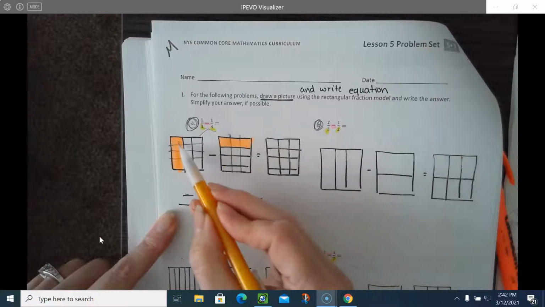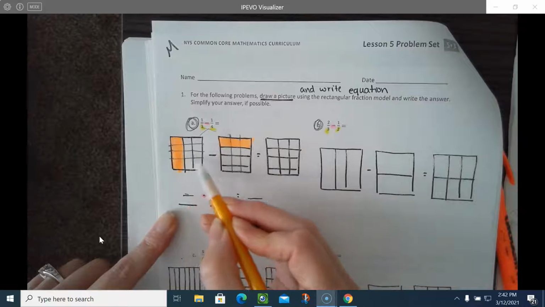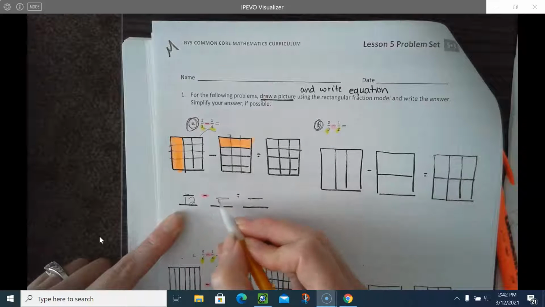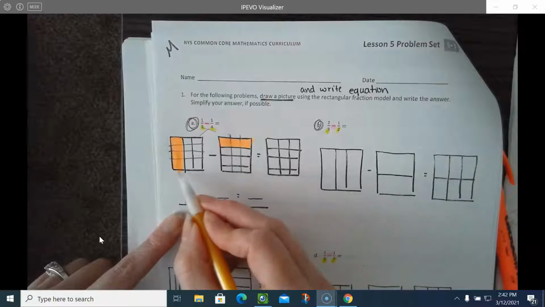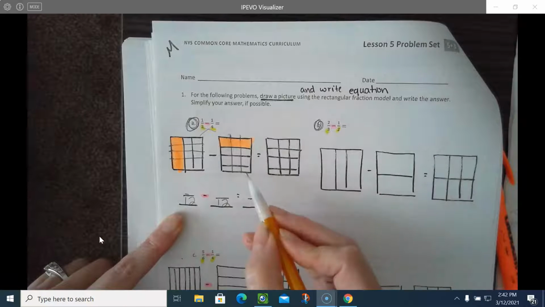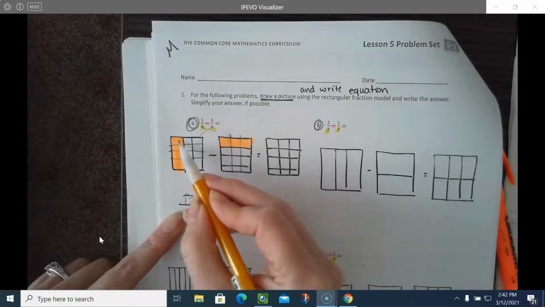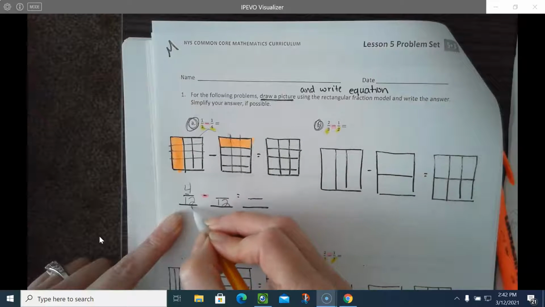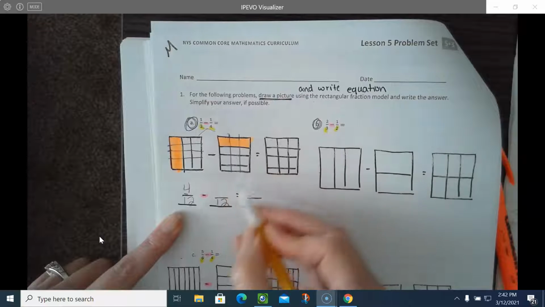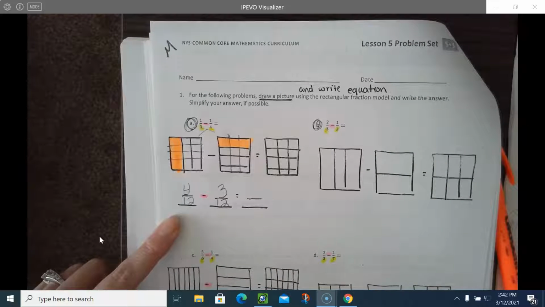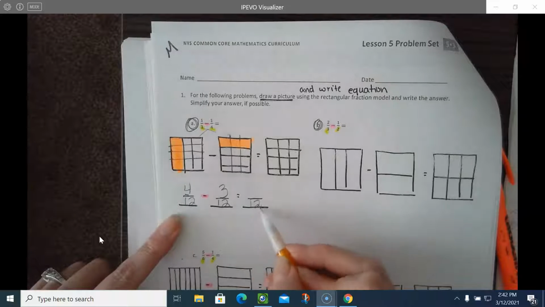So out of all of these, 1, 2, 3, 4, 5, 6, 7, 8, 9, 10, 11, 12, I have 12 as my denominator, or my new partitions. Those are going to be equal sizes, so I should have 12 over here and 12 over here. The number of shaded parts, 1, 2, 3, 4, so 4 twelfths, and this here is going to be 3 twelfths.